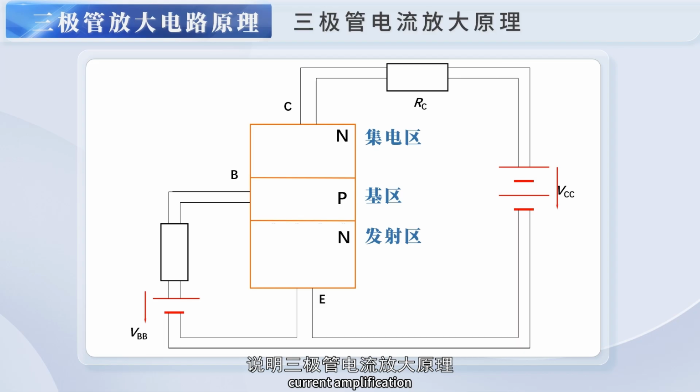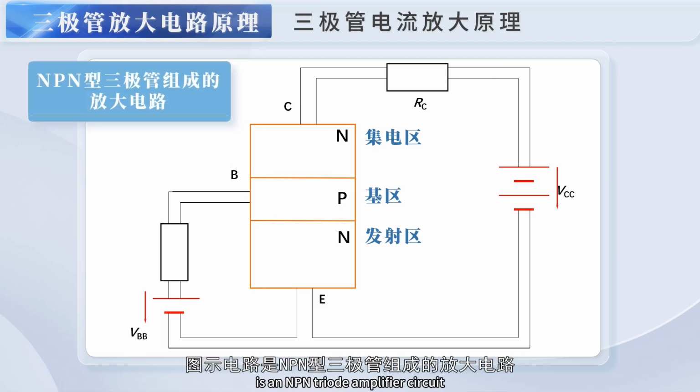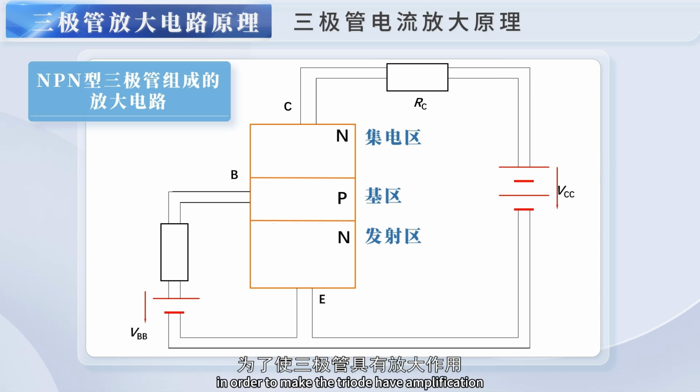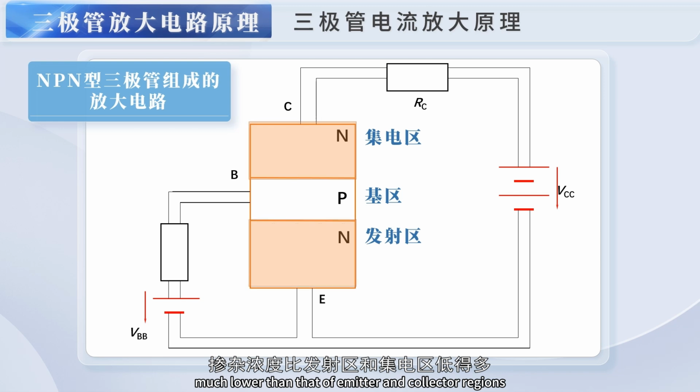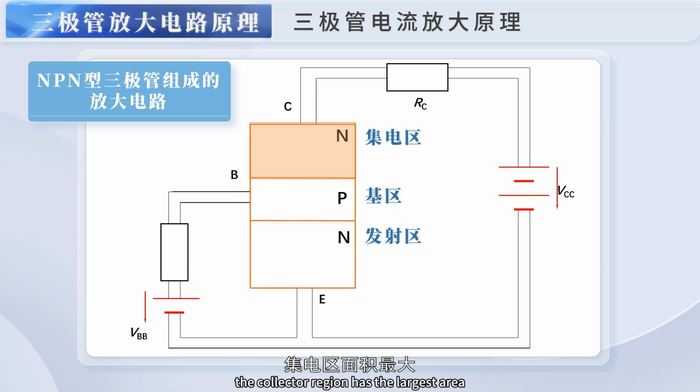current amplification. As shown in the figure, this is an NPN triode amplifier circuit. In order to make the triode have an amplification effect, the manufacturing process requires a high doping concentration in the emitter region, and the base region is very thin, with a much lower doping concentration than the emitter and collector regions. The collector region has the largest area, which is convenient for collecting electrons.